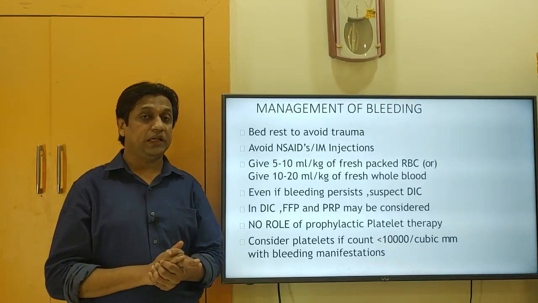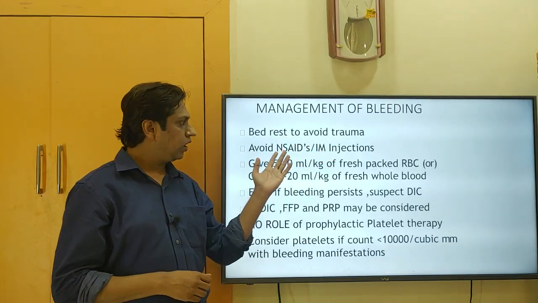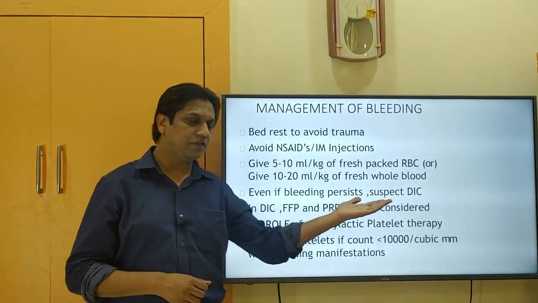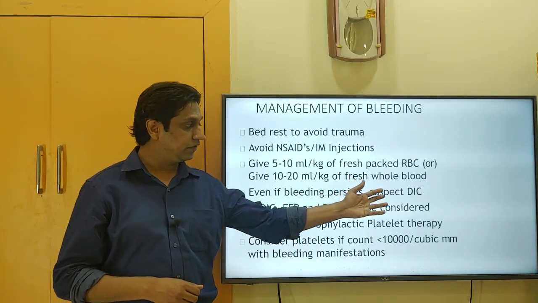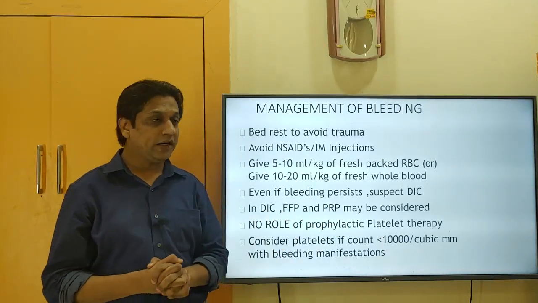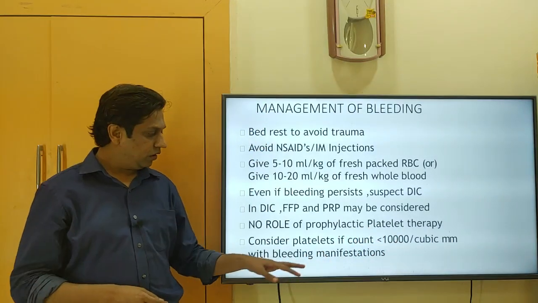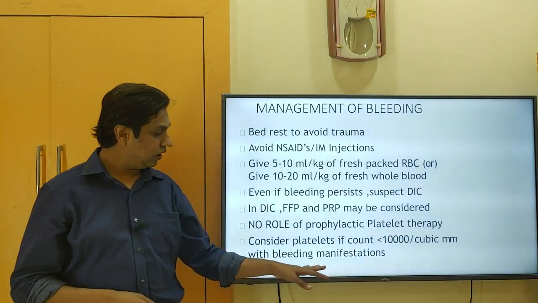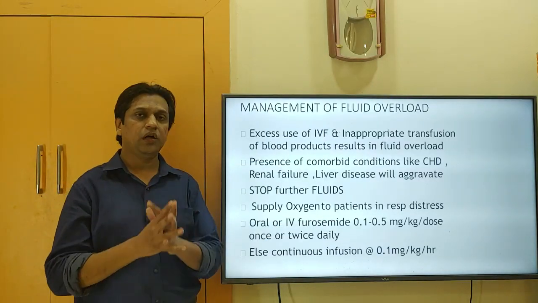Then how to manage the bleeding if at all there is bleeding. We have to give good bed rest to avoid trauma, avoid NSAIDs and intramuscular injections, then give 5 to 10 ml per kg of fresh packed RBCs or 10 to 20 ml per kg of fresh whole blood. Even if the bleeding persists, then suspect disseminated intravascular coagulation. In DIC we can give fresh frozen plasma, or platelet rich plasma may be considered. However, there is no role of prophylactic platelet therapy. Considering the platelet count, if it is less than 10,000 and only with bleeding manifestation, there is a role of prophylactic platelet therapy. Okay, this is the management of bleeding.